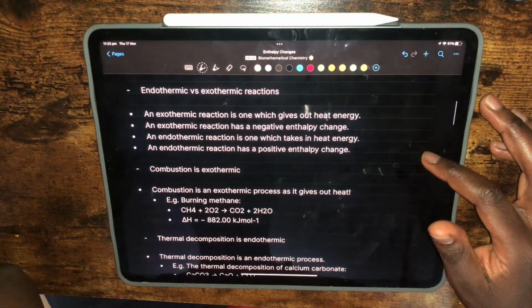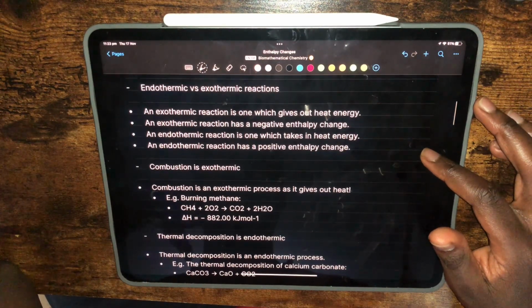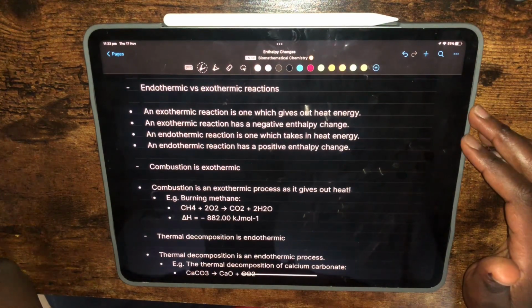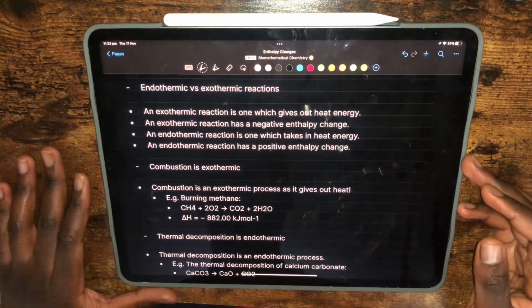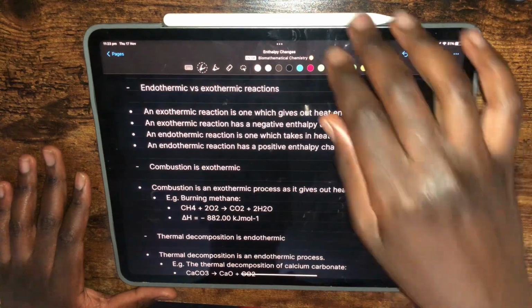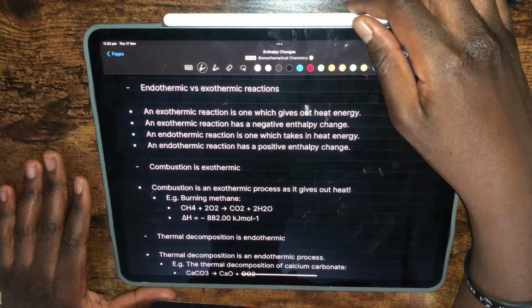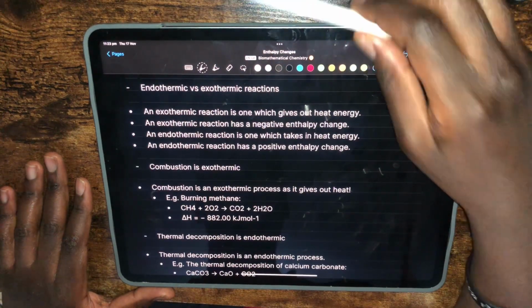Alright, let's go on to endothermic versus exothermic reactions. An exothermic reaction is one which gives out heat energy. An exothermic reaction has a negative enthalpy change. An endothermic reaction is one which takes in heat energy or internal energy. I don't like using the word heat energy; I'd like to use the word internal or thermal energy. That's probably a better word to use. And an endothermic reaction has a positive enthalpy change.